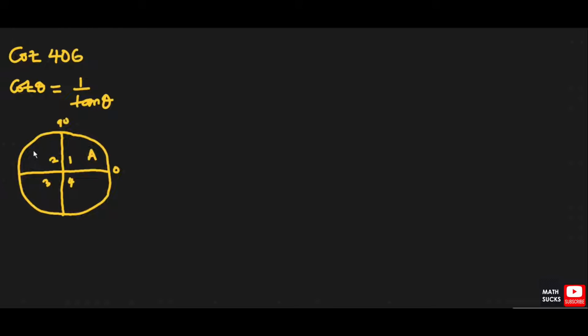We also know that in this first quadrant, all the trigonometric ratios are positive. In the second quadrant, only sine is positive. In the third, tan is positive. And in the fourth quadrant, lastly, it's only cos that is considered to be positive within this quadrant.